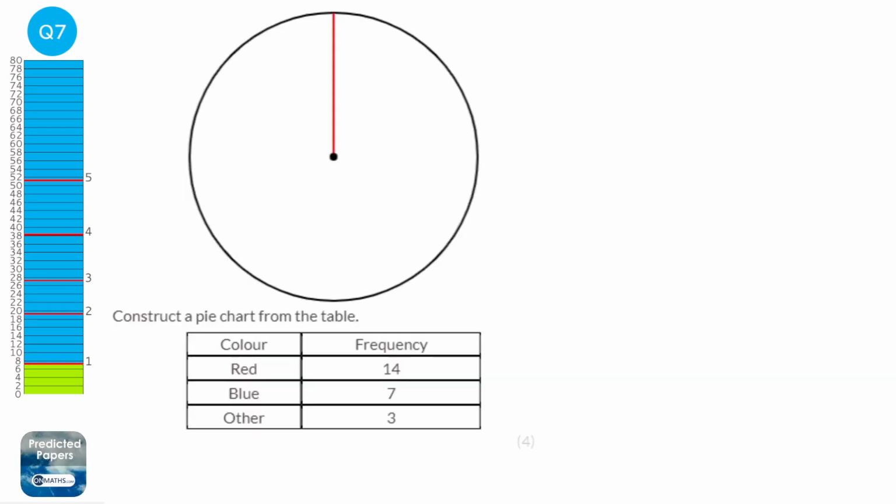The first thing to do when working out what angle things need to be on a pie chart is to add up the frequencies.